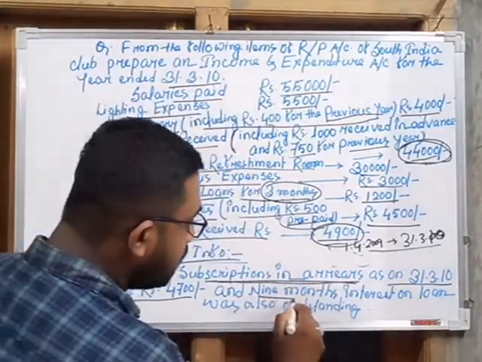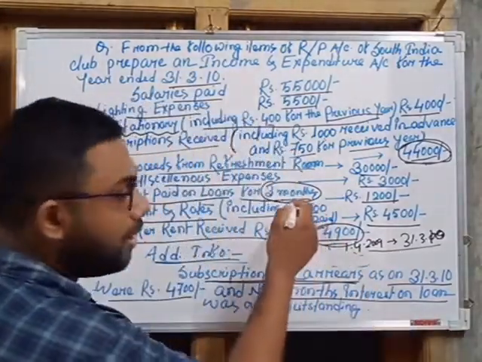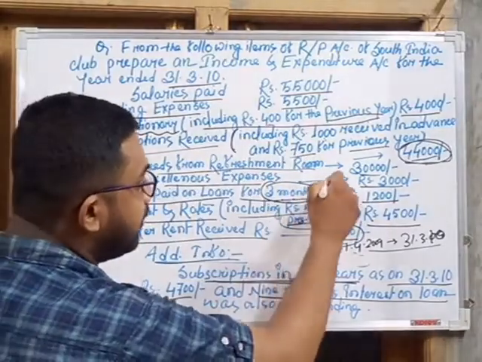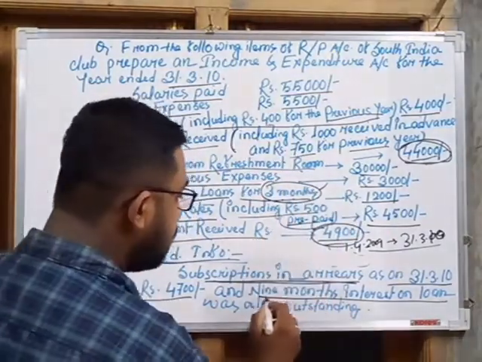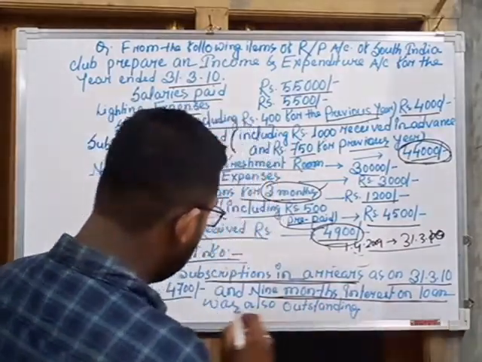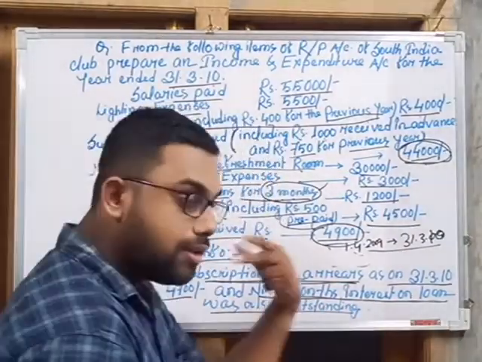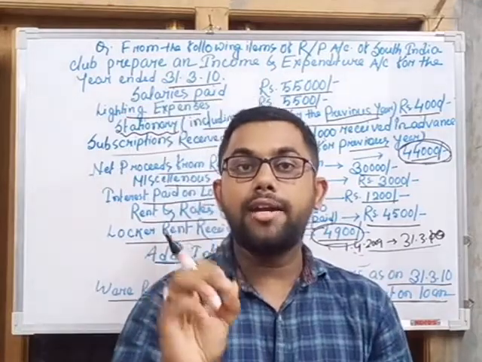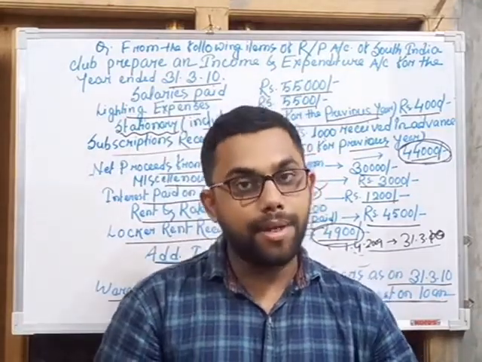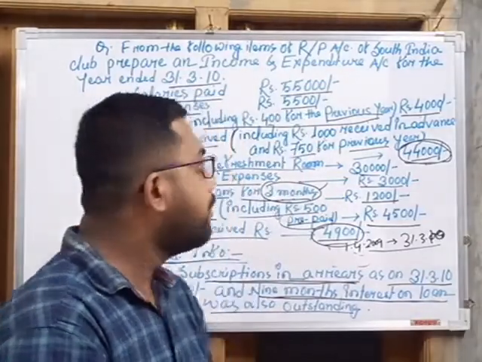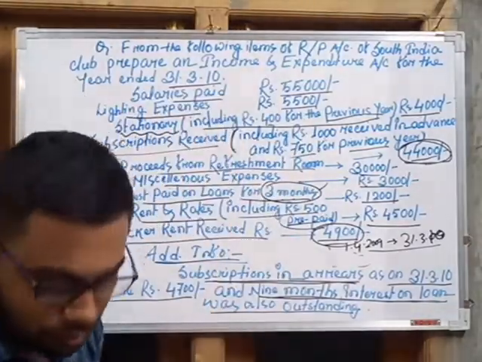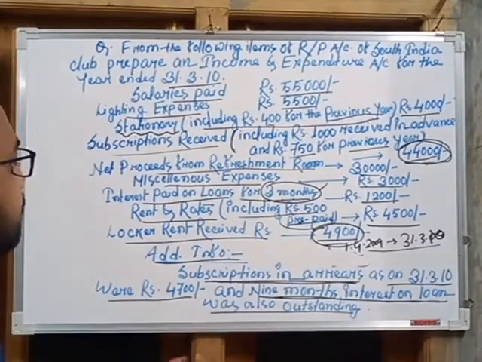And 9 months interest on loan: we found in that point that only 3 months have been paid, so 9 months are outstanding. So 9 months interest on loan was also outstanding. So what we will do: outstanding items will be added and prepaid items will be deducted. Okay, so this is the question that I have explained. So let's start our solution.